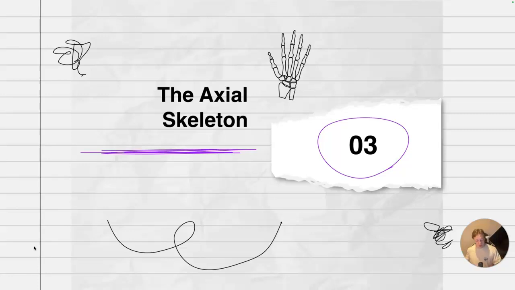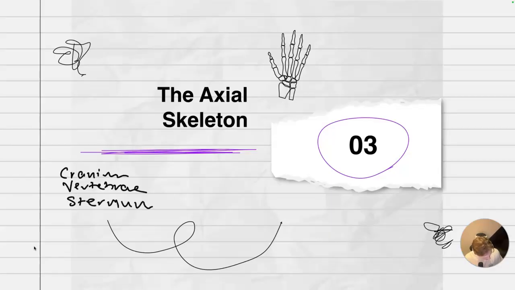Alright, so now we're going to move on to the axial skeleton. Again, the axial skeleton consists of our cranium, vertebrae, sternum, and ribs. So I'll go ahead and write those out. So we have our cranium, vertebrae, sternum, ribs. That might be important to know for an exam. Hint.